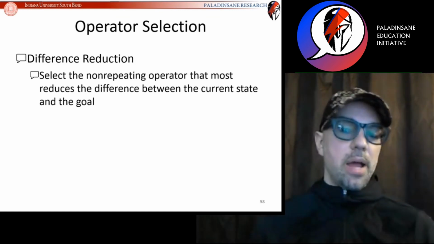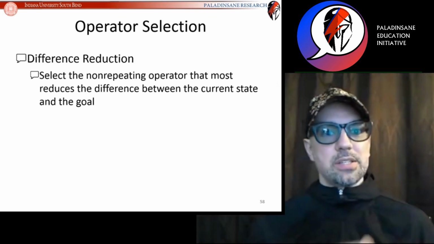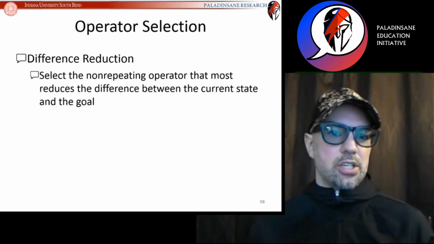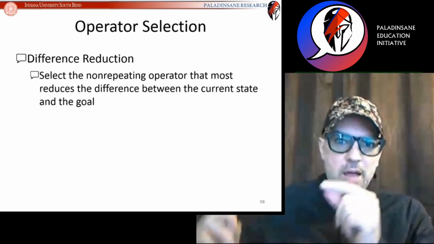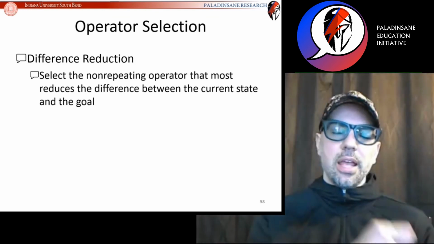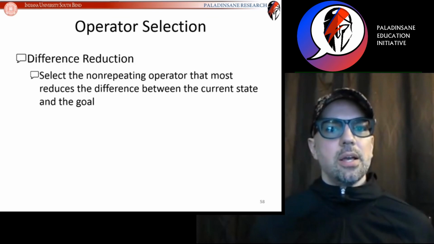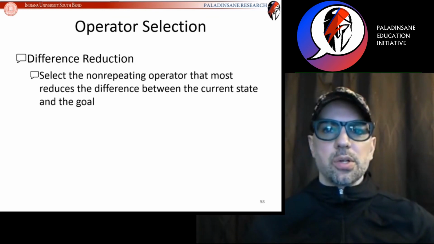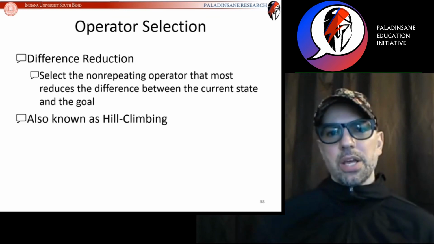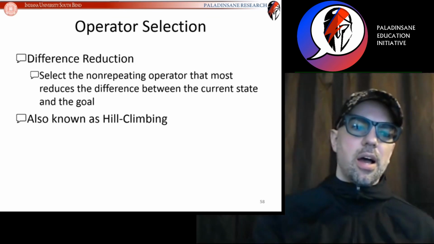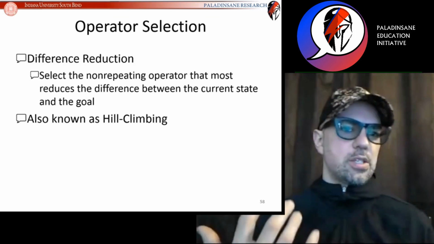And that's what might make a problem difficult, if it takes advantage of difference reduction, our natural tendency to do difference reduction, to lead us down the wrong path in our problem space. This difference reduction is also known as hill climbing, and it's called hill climbing because of the metaphor of a person. So think of this situation.